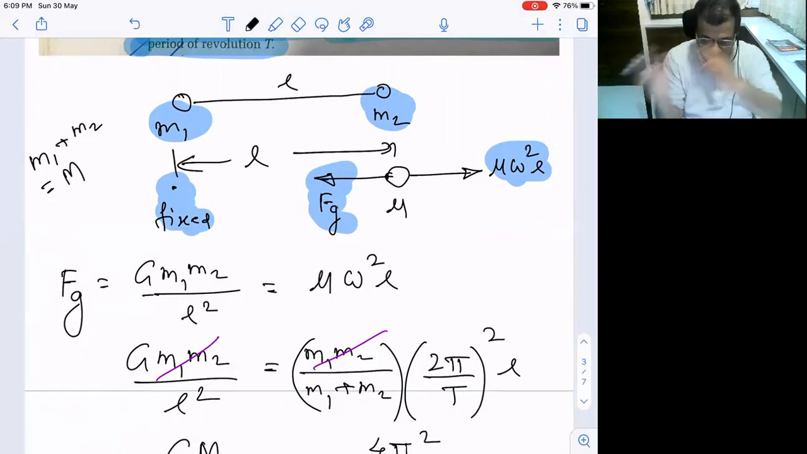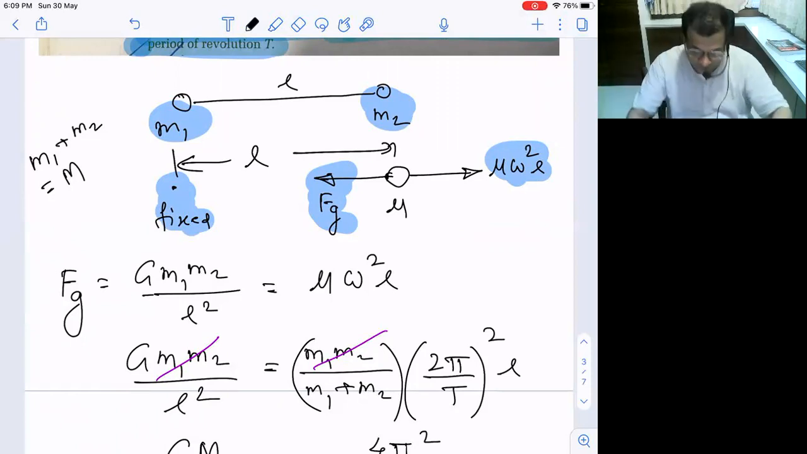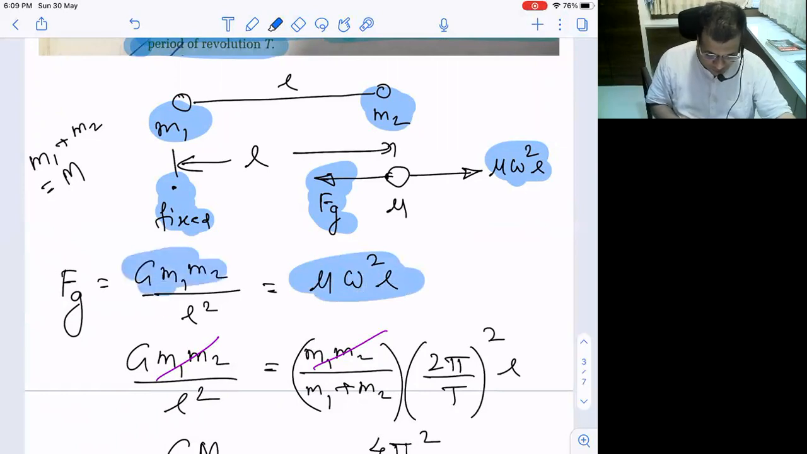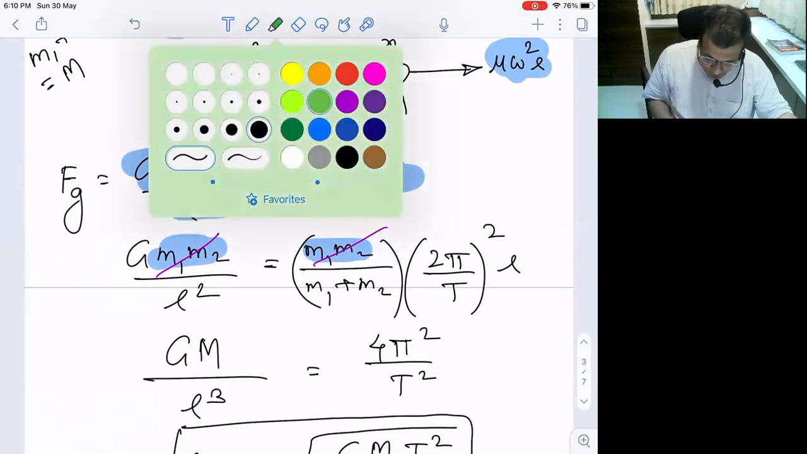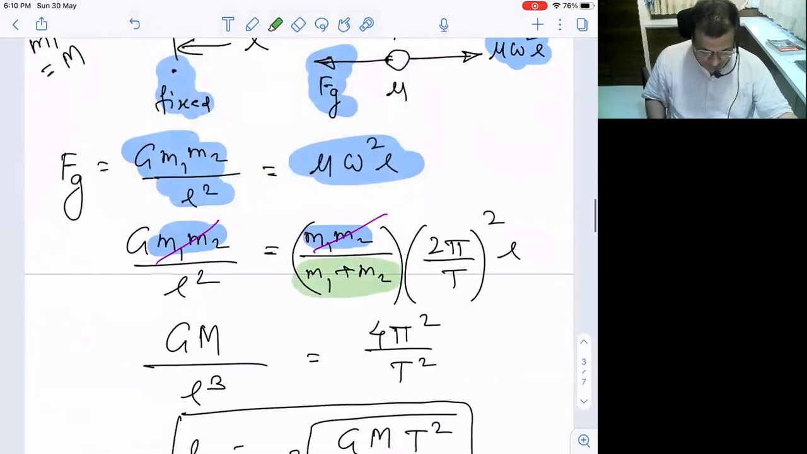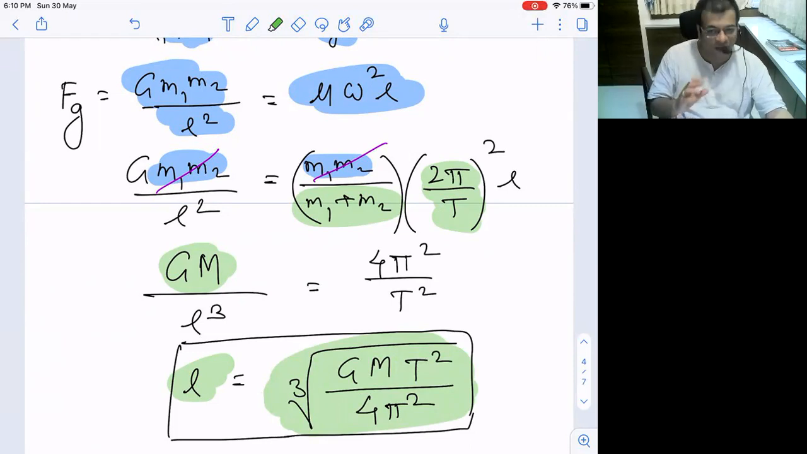This is called lumping. The masses M1 and M2 we have lumped in the reduced mass format. So this gives mu omega square L equals G M1 M2 by L square. Now, this M1 M2 will cancel, and this M1 plus M2 is the total mass of the system. The total mass of the system is given as capital M, and we know that omega is equal to 2 pi by T. So L is equal to the cube root of G M T square divided by 4 pi square, which would be the answer.